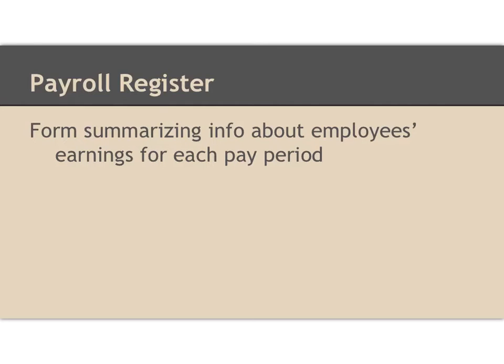The first payroll record you should be familiar with is the payroll register. This is a form that summarizes information about all of the employees' earnings for a particular pay period. So there'll be a payroll register for this week, and then next week, and then the following week, if the business is on a weekly payroll system. If it's every 2 weeks, then you'd see one for this current pay period, and then another one in 2 weeks' time, and another one in 2 weeks' time after that, and so on.